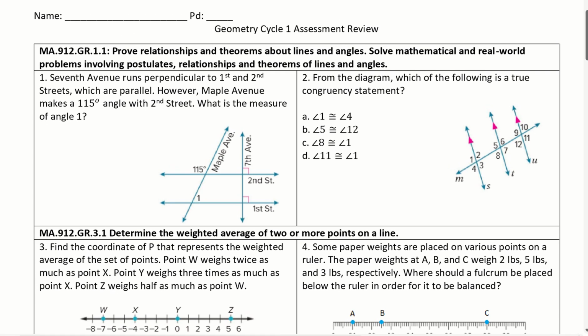So looking at the first question, the first standard is to be able to prove relationships and theorems about lines and angles and to solve mathematical and real world problems. Alright, so first it says 7th Avenue runs perpendicular to the 1st and 2nd streets, which are parallel. However, Maple Avenue makes a 115 degree angle with 2nd Street. What is the measure of angle 1?